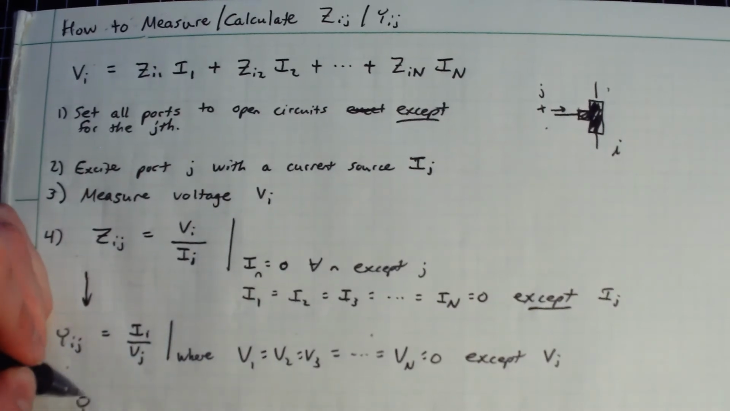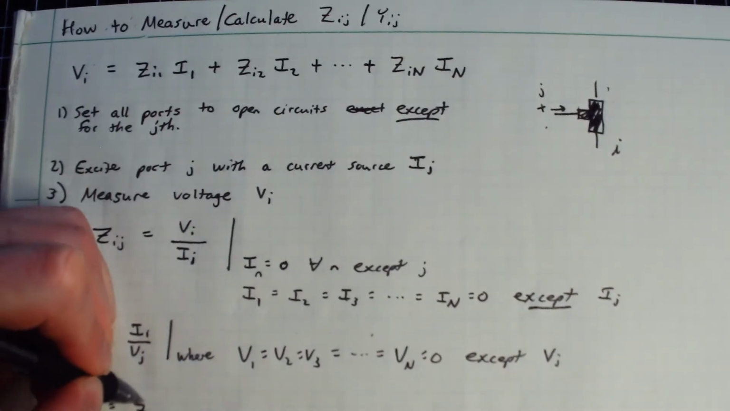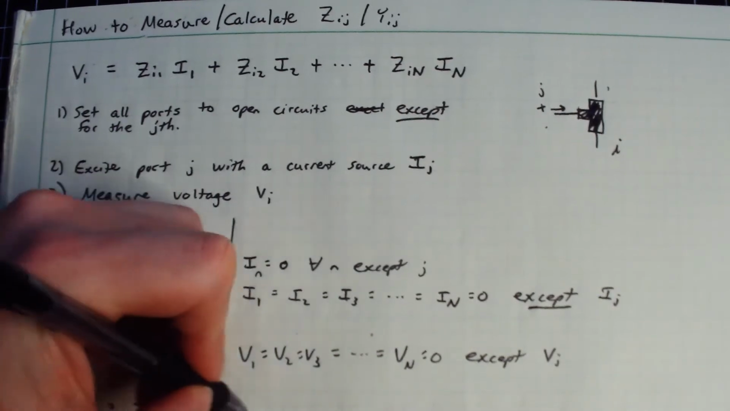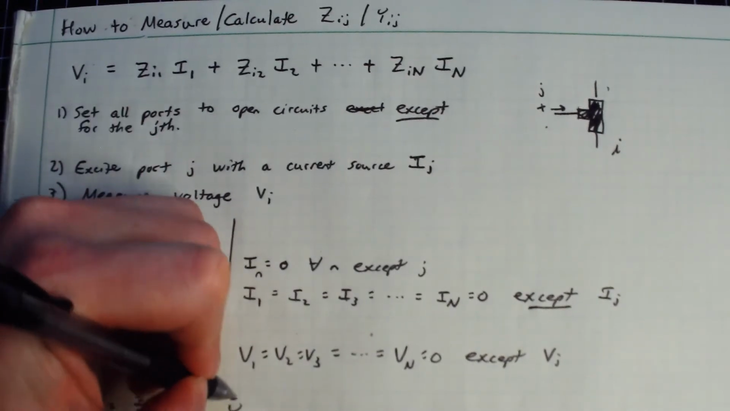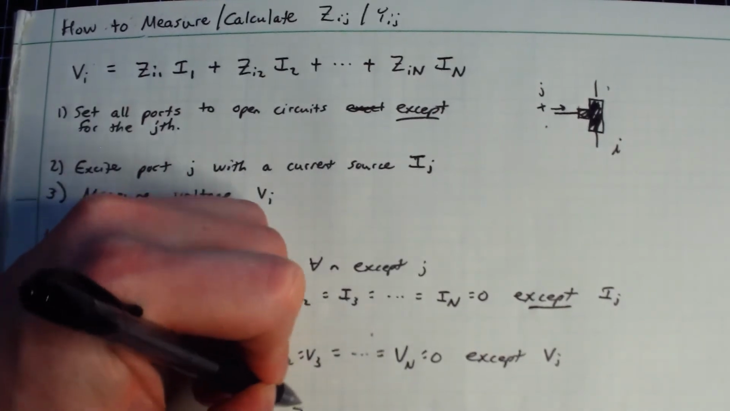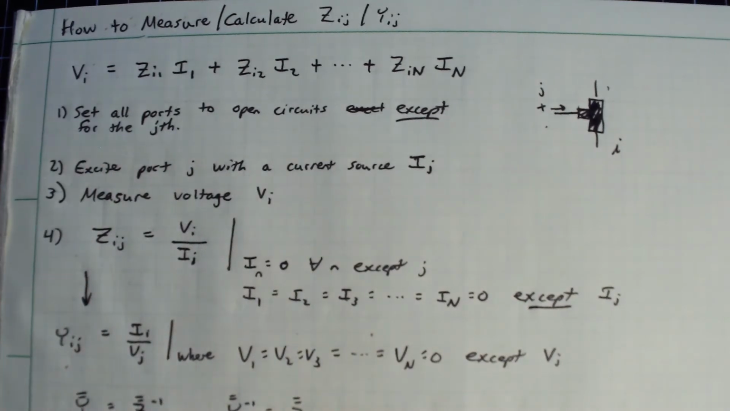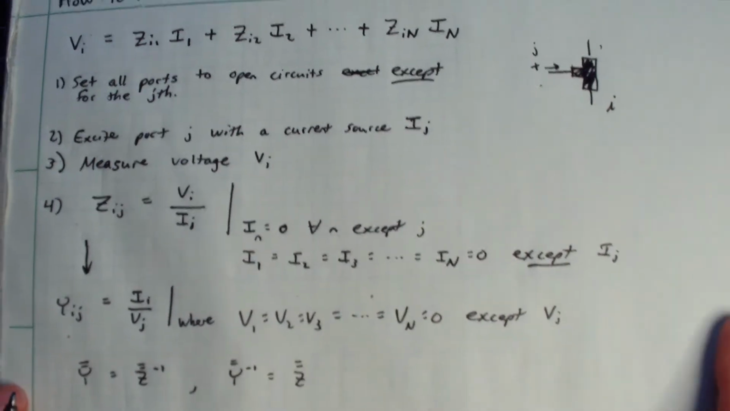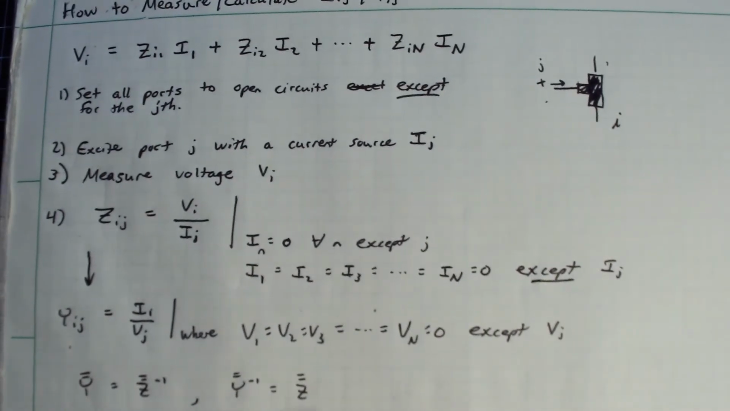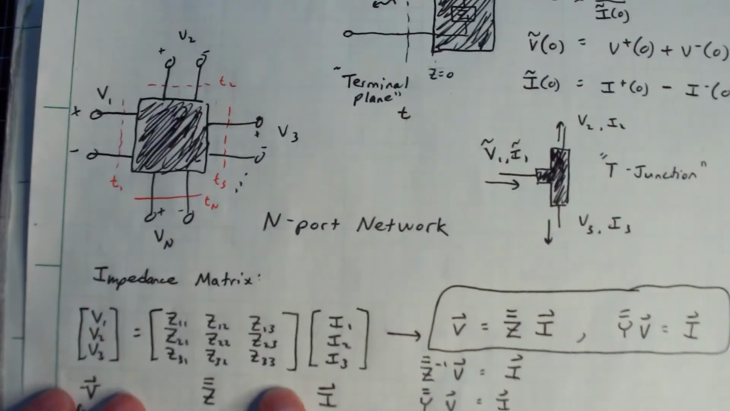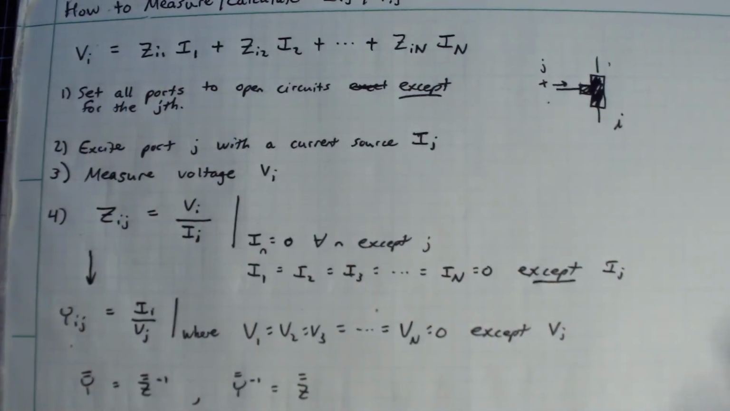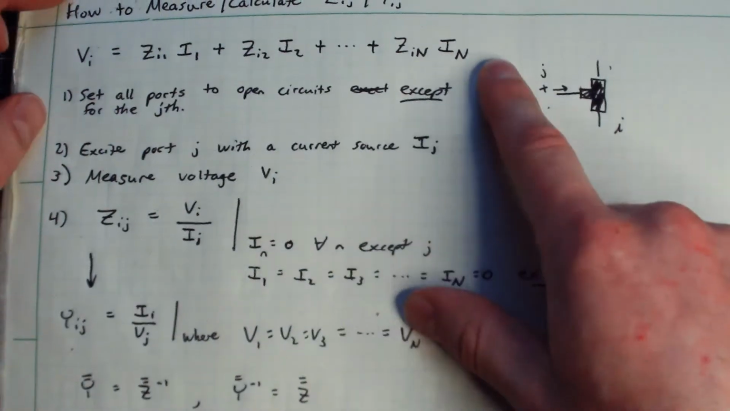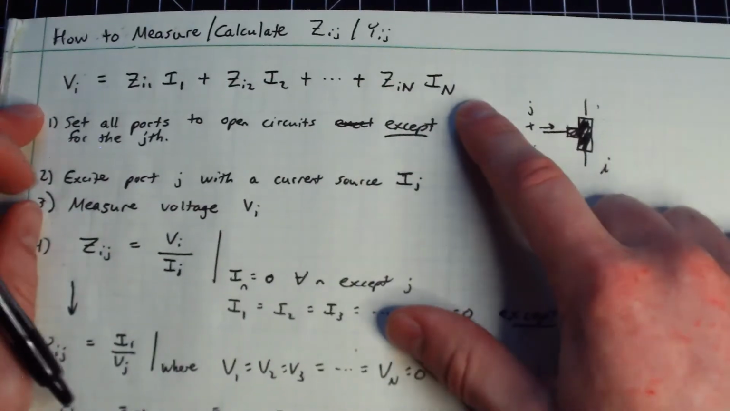And then, of course, Y is equal to the inverse of Z, and vice versa, Y inverse is equal to Z. Okay, so that is how you would measure or calculate the admittance matrix, this big monster here, for any sort of n-port microwave network. That's the procedure there. And you can see how it kind of falls out of this definition, which we've written up here for a single row, right?